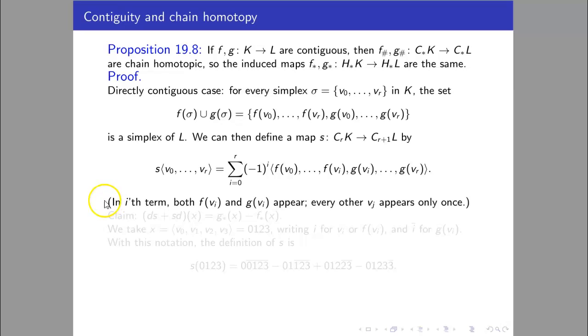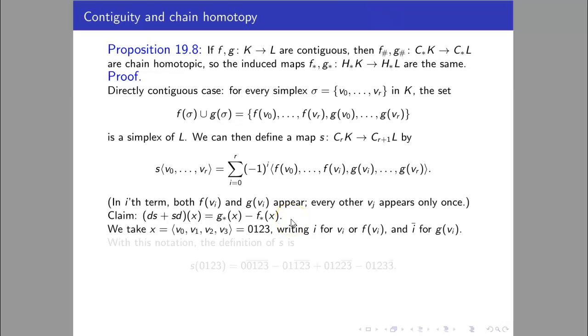Okay. So in this term indexed by I, you've got F of VI and G of VI here, but the others, the F of VJ for other VJs, they only appear once. If J is less than I, you only get it with an F. If J is bigger than I, then you only get it with a G. So we're supposed to be proving this is a chain homotopy. In other words, that dS plus Sd of x is supposed to be the same as the difference between these two things, G hash and F hash of x.